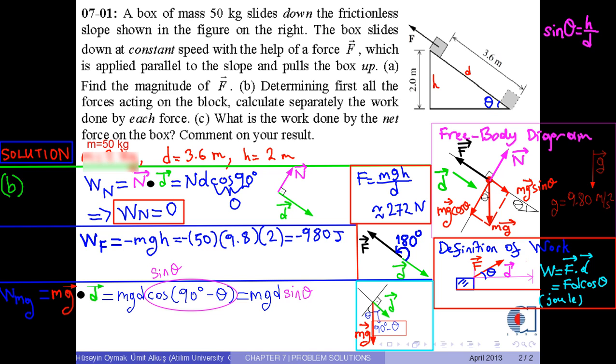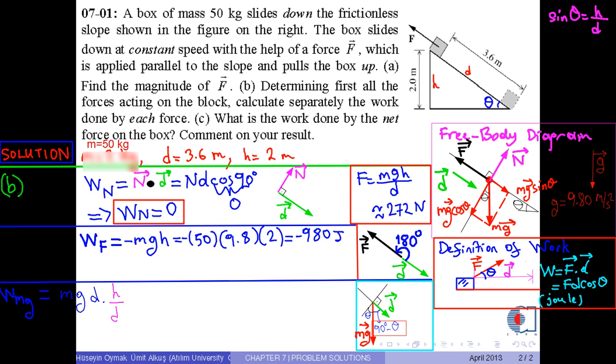Instead of sine theta, we can write h over d. Here these are cancelled and we finally obtain m times g times h. Now put the numerical values into this equation as 50 kilograms times 9.8 meters per second squared times 2. If you calculate, you will find the work done by the gravitational force as 980 joules.